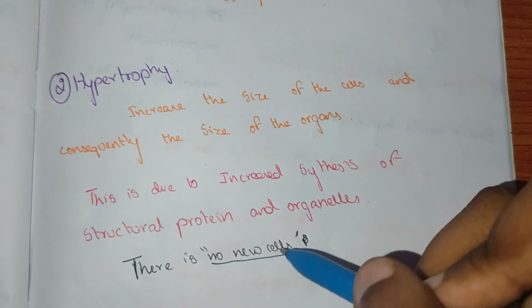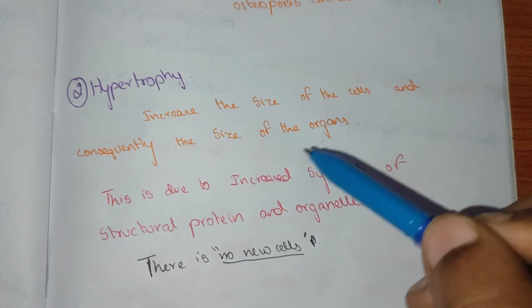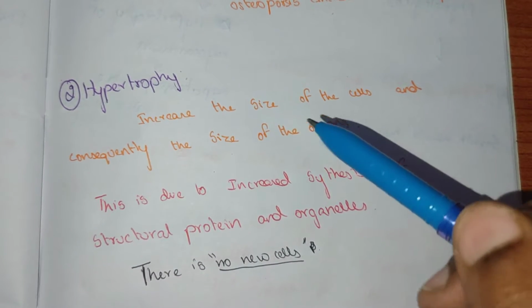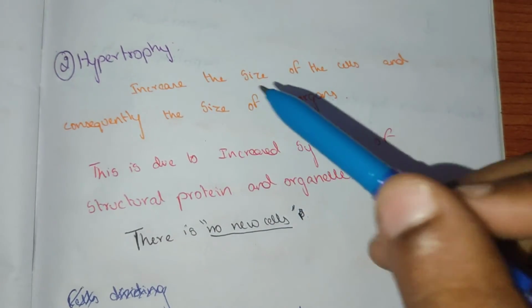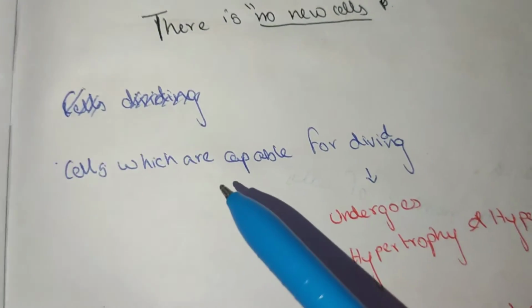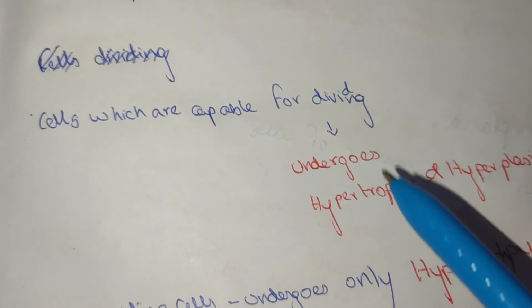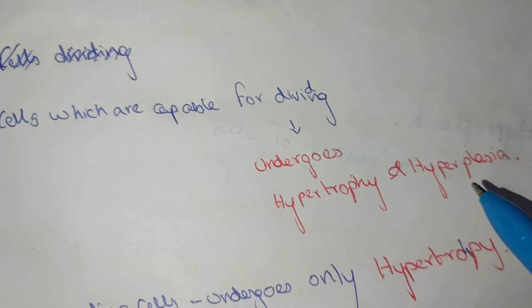There are no new cells formed. Due to the increase in size, we might think that new cells are formed, but no new cells are formed in hypertrophy. Cells which are capable of dividing undergo hypertrophy and hyperplasia.